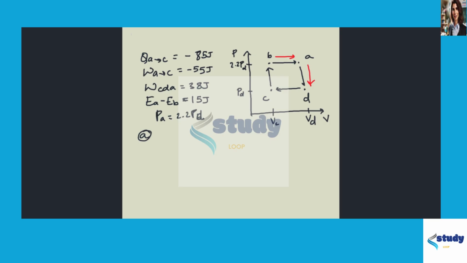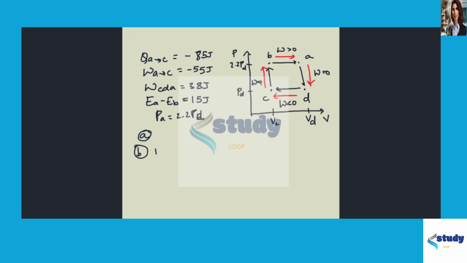Isovolumetric reduction in pressure. So in process B to A, the volume increases and the pressure is constant, which means work is positive. Whereas A to D, because the volume is constant, work is zero. Now D to C, the pressure is constant and the volume decreases, so work is negative. And from C to B, it's another isovolumetric increase in pressure where the work is zero because the volume remains constant.